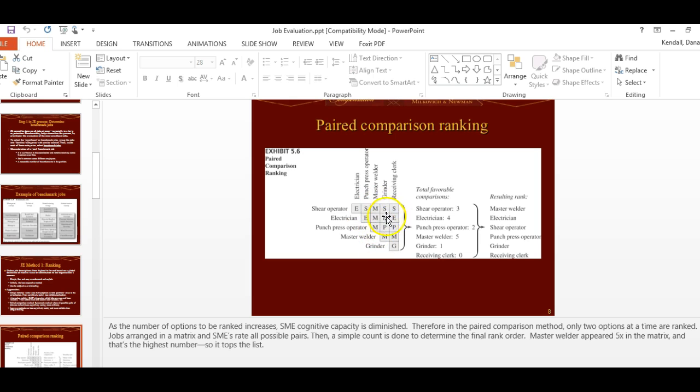Okay, so you can see how this is done, and then it's very systematic in the sense that we count up how many each position has. So the shear operator got 3, rated as most important. The electrician got 4 total, and on down the line. And then we're going to have a rank ordering of who's most important. So it looks like the master welder got the most, and they got 5. And then the electrician got 4, and so on.